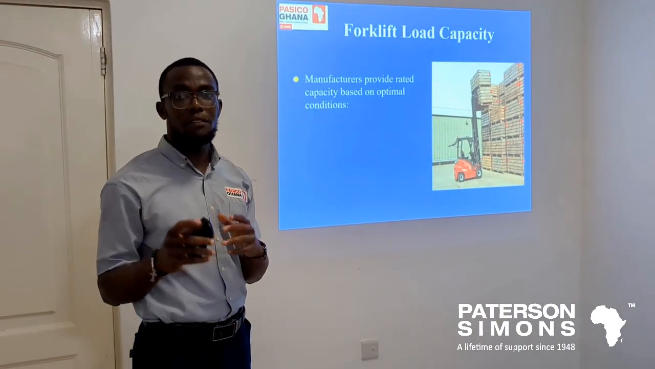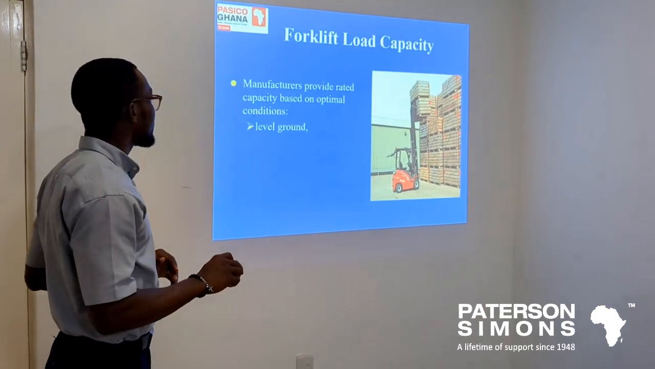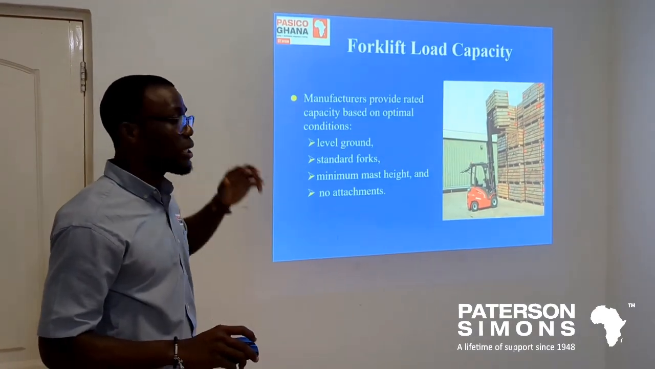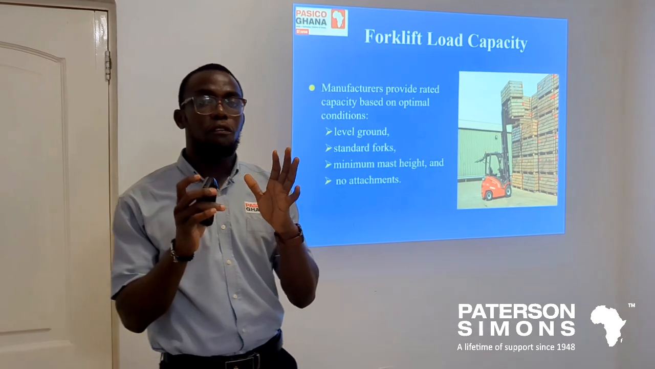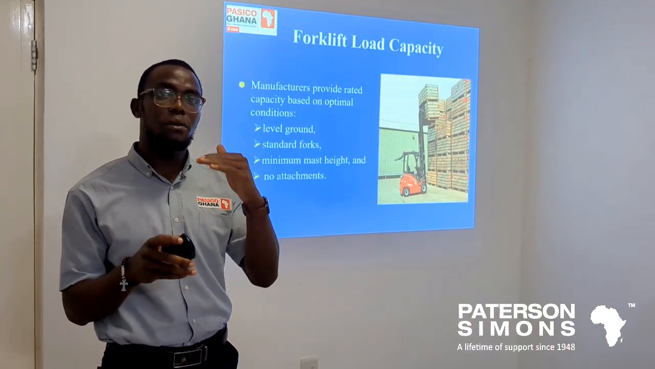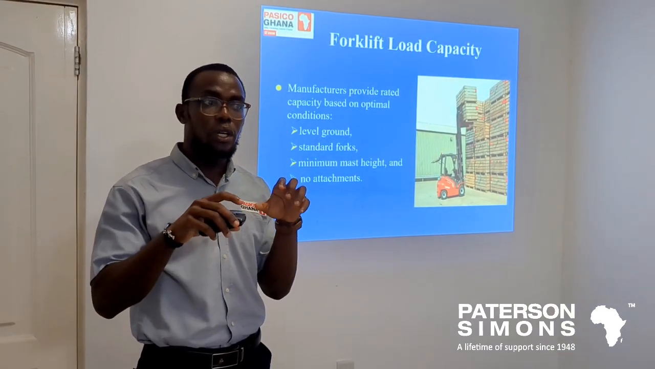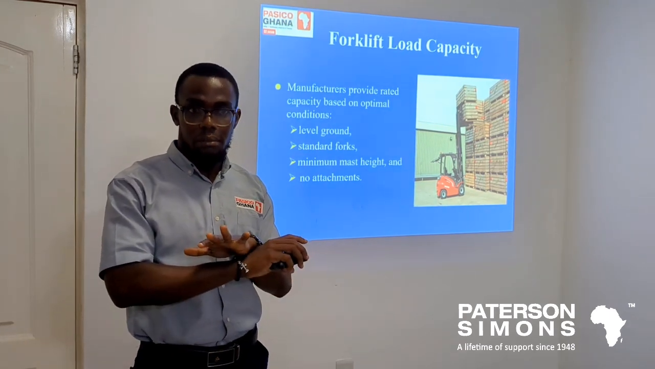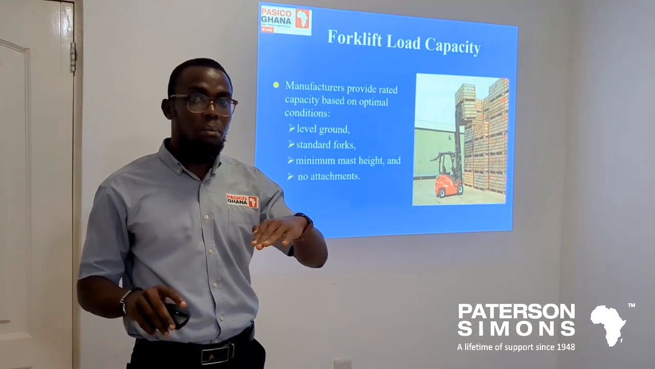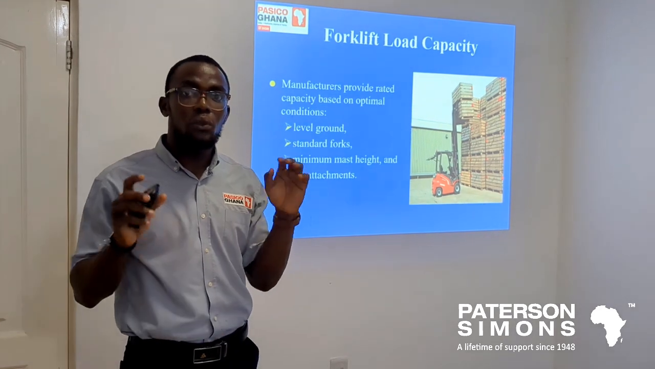Manufacturers provide the forklift data plates based on optimal conditions such as level ground, standard forks, minimum mast height, and no attachments. What does this mean? For every forklift data plate, the capacity shown assumes that the forklift is operating on even ground with no slope, at the minimum mast height, with standard forks, and with no attachments.